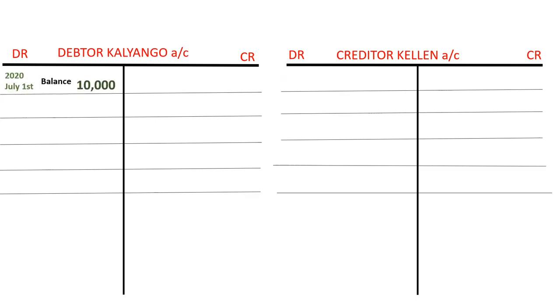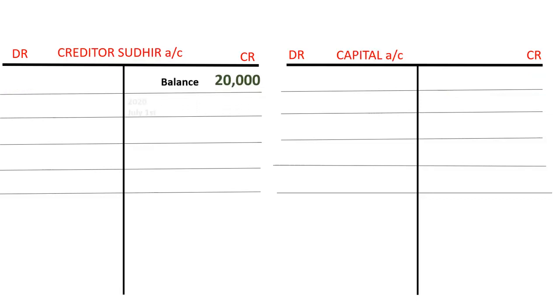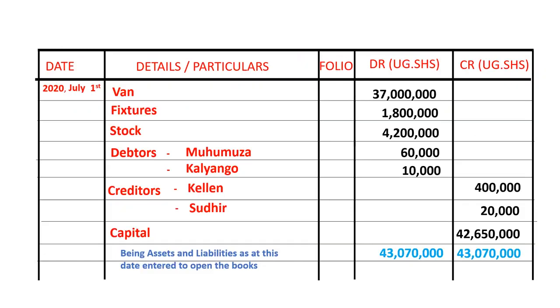This is a liability account. It's a credit entry right there. Creditor Sudil is a credit entry right there. Then we have the capital account, which is also a credit entry right there. So after doing that, we come back to our general journal and we fill the folio column.